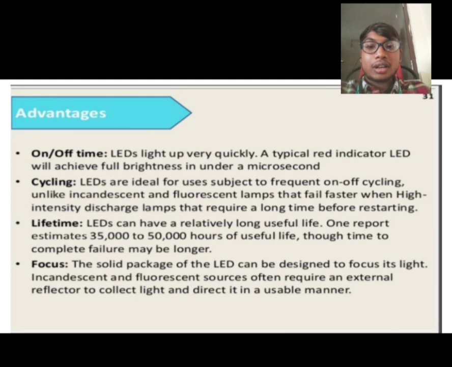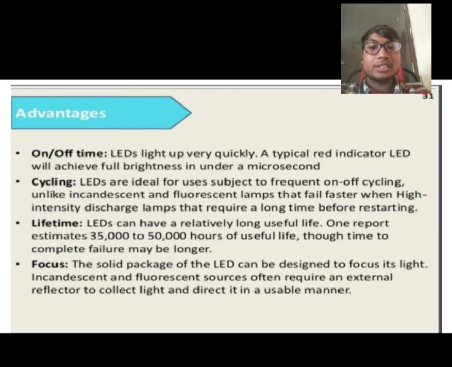On-off time. LEDs light up very quickly. A typical red indicator light will achieve full brightness in under a microsecond. Cycling. LEDs are ideal for uses subject to frequent on-off cycling, unlike incandescent and fluorescent lamps that fail faster, or high-intensity discharge lamps that require a long time before restarting.